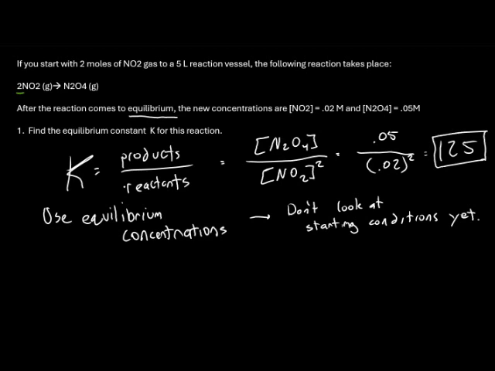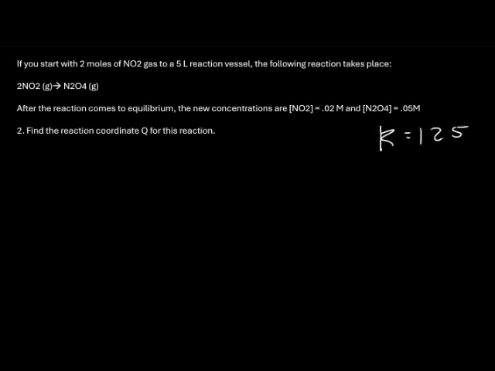I will note this is not the actual K value for this reaction. These are numbers that I supplied specifically for this problem. So when you work this reaction in your own assignment, you're going to find a slightly different K value from this. Part 2 of this question asks us to find the reaction coordinate Q. Now, we're going to write Q similar to how we wrote K. The difference between Q and K is that rather than using the equilibrium conditions, we will be using the starting conditions instead.